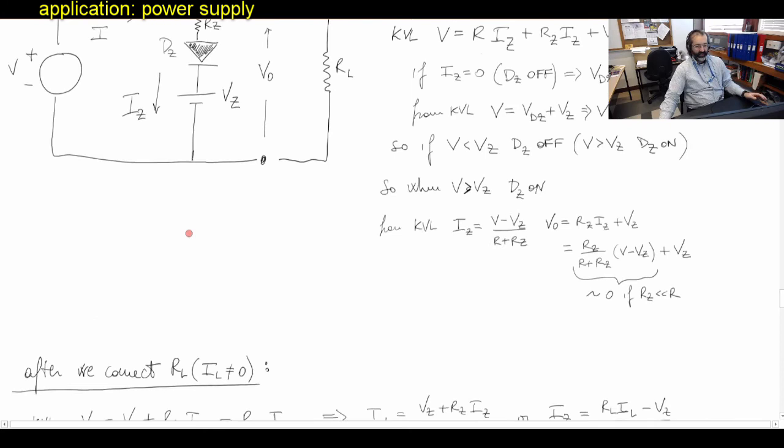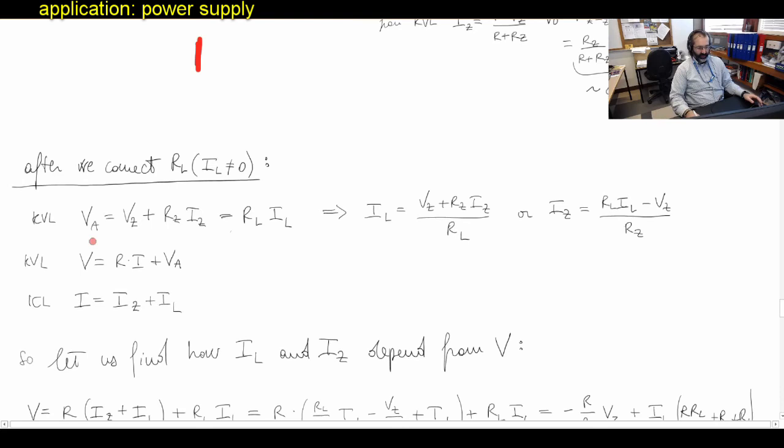So DZ, we are assuming, is a short circuit, and that's why I'm writing KVL in this simplified form here. Now, this must also be equal to RL IL. And so from this equality, I can either express IL in terms of Iz or Iz in terms of IL. Okay, let's keep these two aside for a moment.